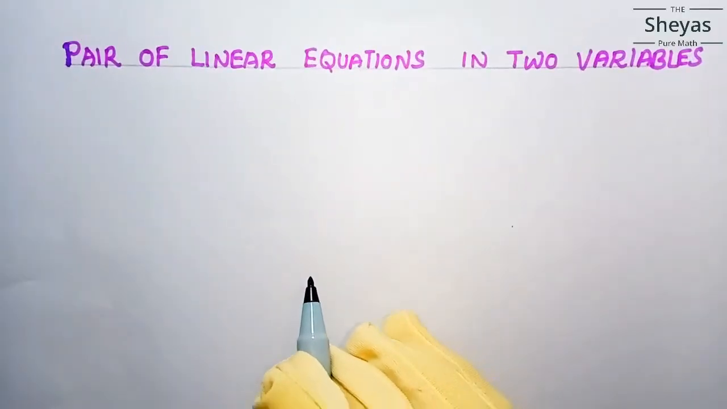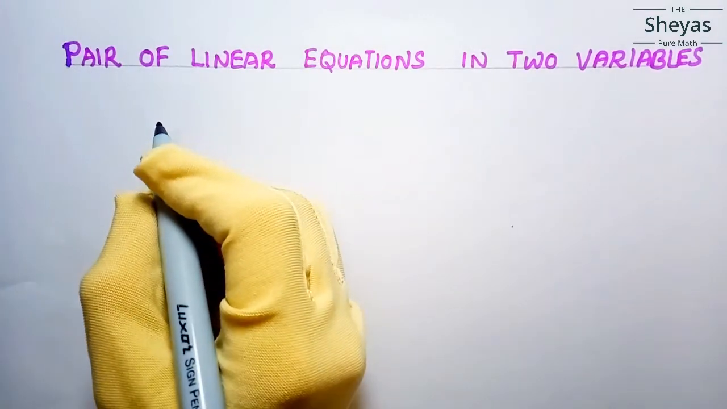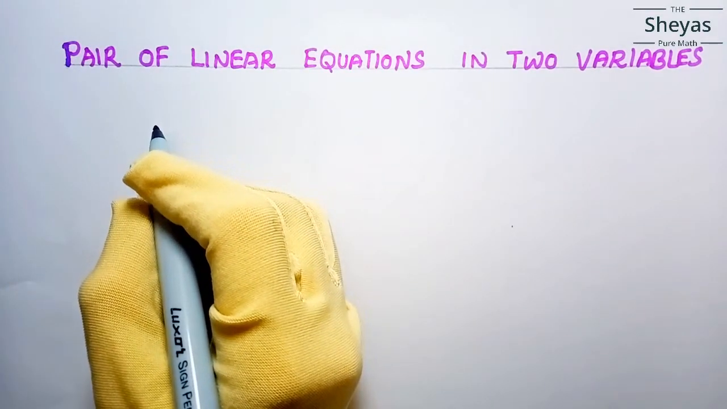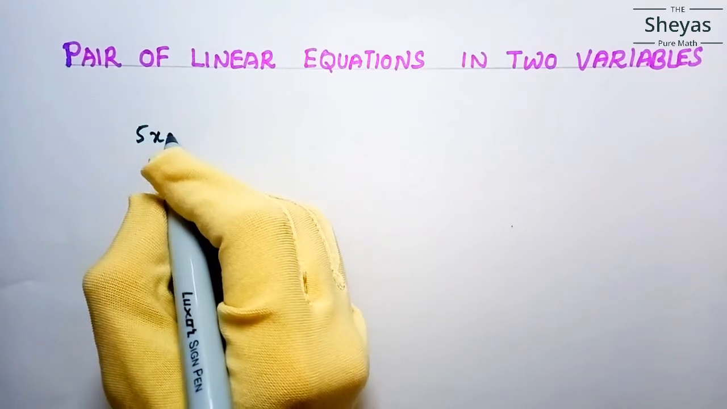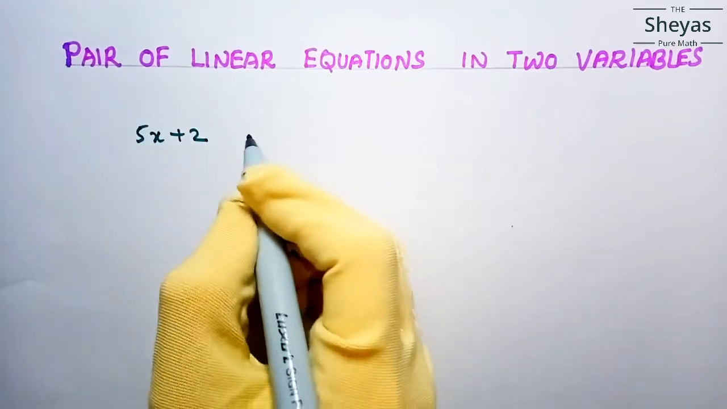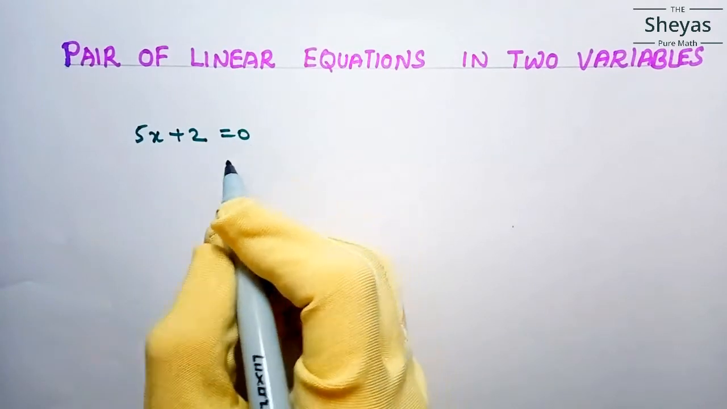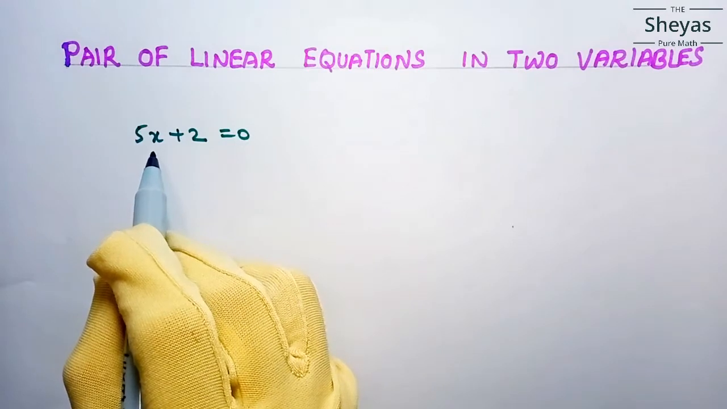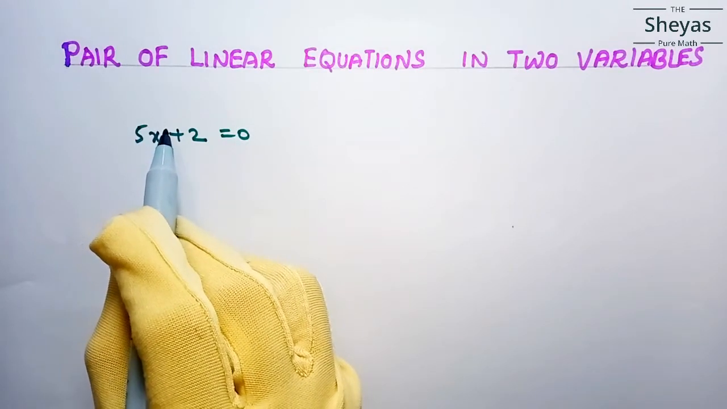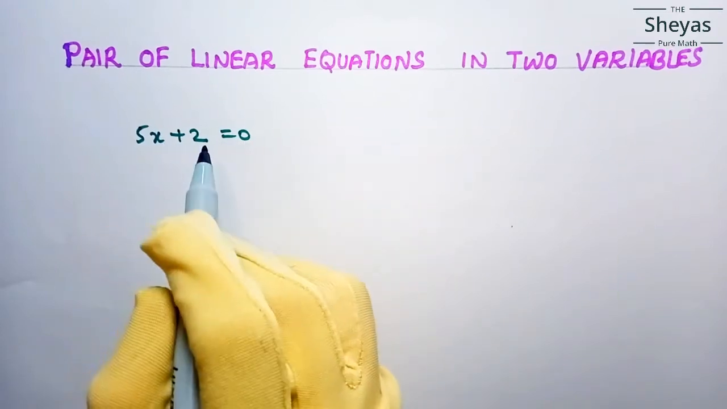Hi friends, today we are going to discuss pair of linear equations in two variables. Let us see some examples. First, let us see the linear equation in one variable. 5x plus 2 is equal to 0. So this is a linear equation. Here the variable is x. The power of the variable, that is the power of x, is 1. So we can call that a linear equation.